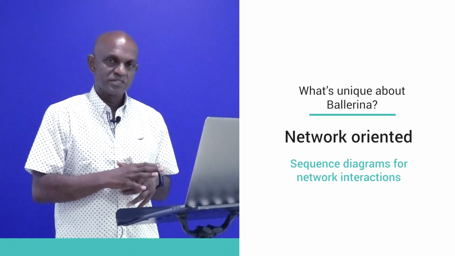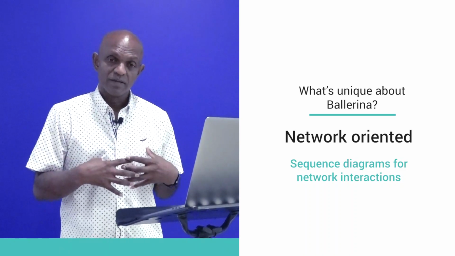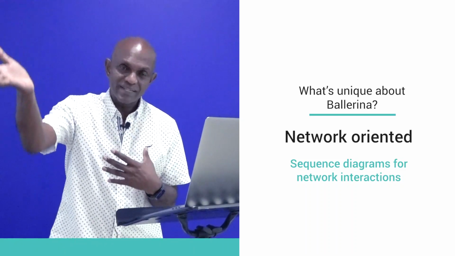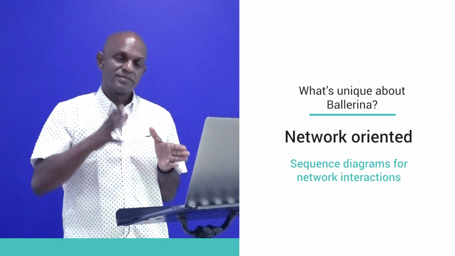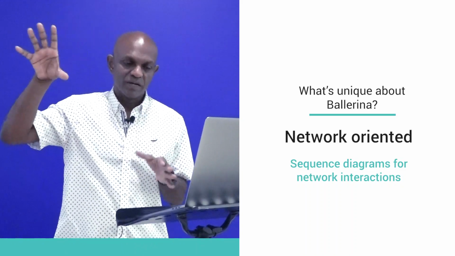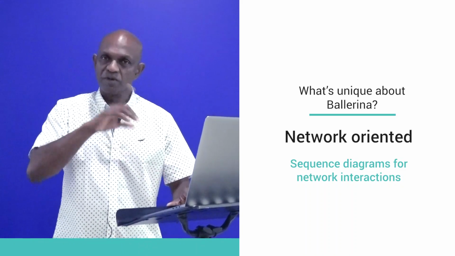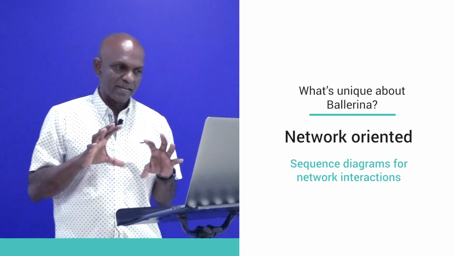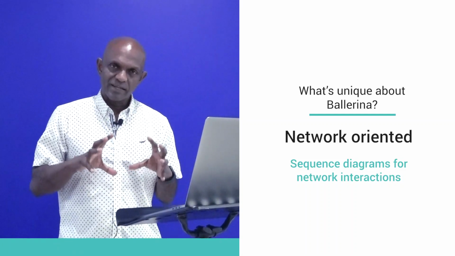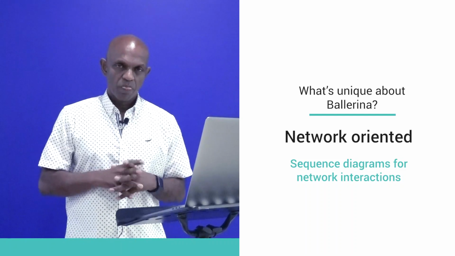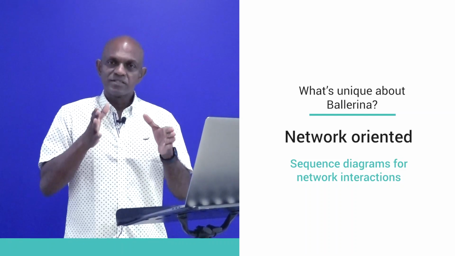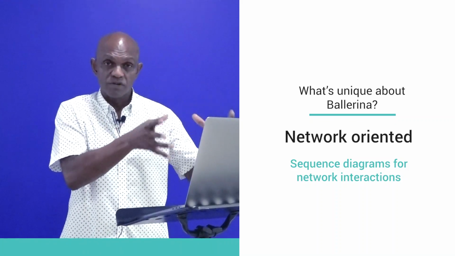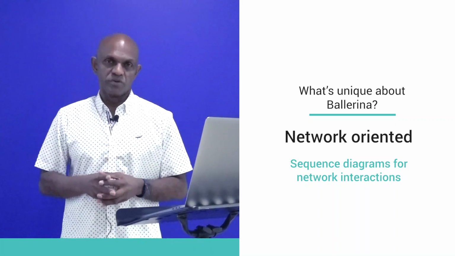The Ballerina language is designed so that every network interaction can be represented as a sequence diagram. And the sequence diagram's representation is the source code. So the sequence diagram representing a network interaction and the source code are one and the same. These are some of the things that make it very easy for somebody who's writing a network-oriented application to think and operate at the same level of abstraction as what they are familiar with, as what the network offers, and be able to see that in the code.